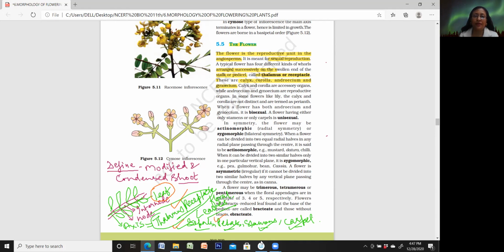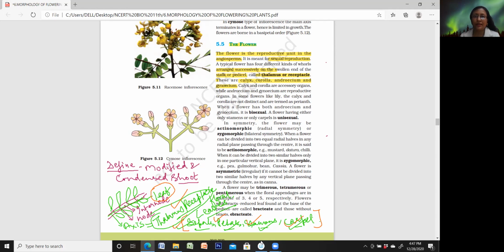The rest are modified, like petals are colored. Then stamens, which are much different. They don't look like leaves. Carpel, which is gynoecium. So these are the four floral whorls. So let us go on to understand what else.